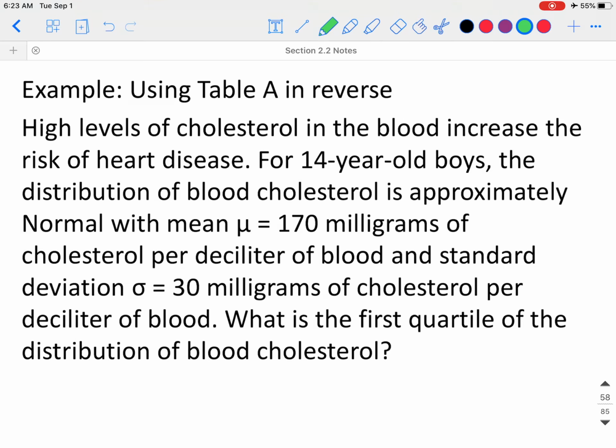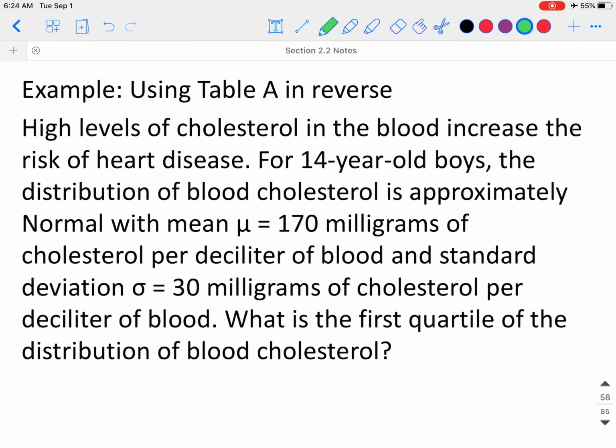High levels of cholesterol in the blood increase the risk of heart attack or heart disease. For 14-year-old boys, the distribution of blood cholesterol is approximately normal, with a mean of 170 milligrams of cholesterol per deciliter of blood and a standard deviation of 30. What is the first quartile of the distribution of blood cholesterol?